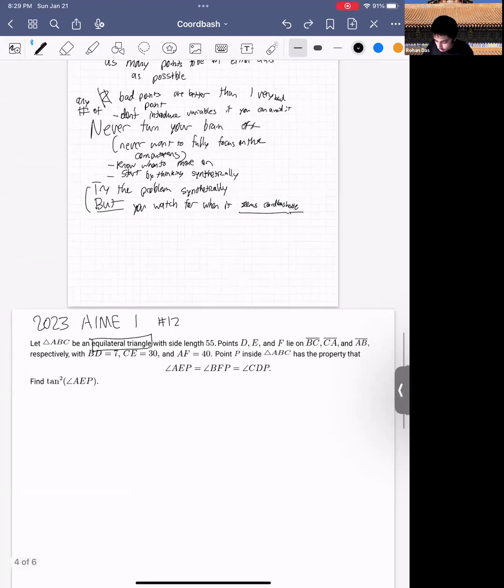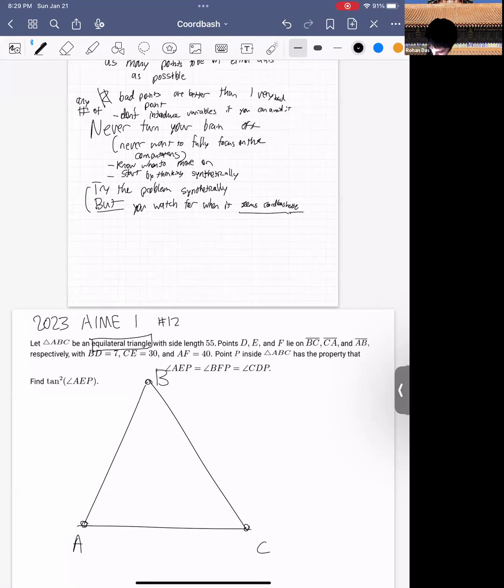And I'm going to draw a diagram first. So you have a point A, C, and B. E is on AC with CE equals 30. F is on AB with AF equals 40. And D is on BC with BD equals 7. And then we have a point P such that we have a bunch of equal angles.